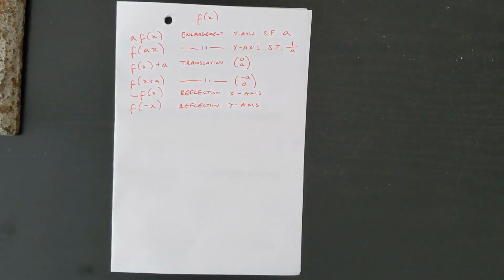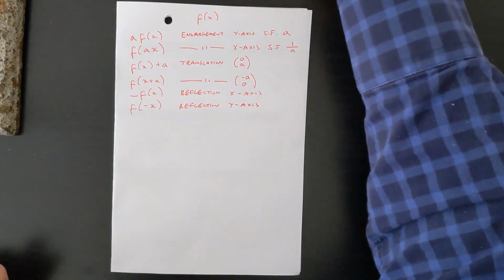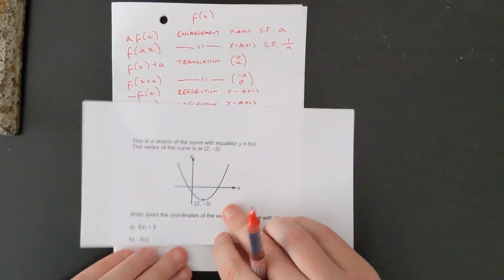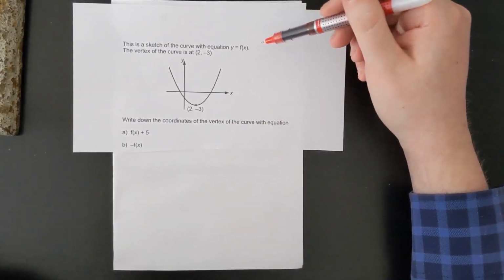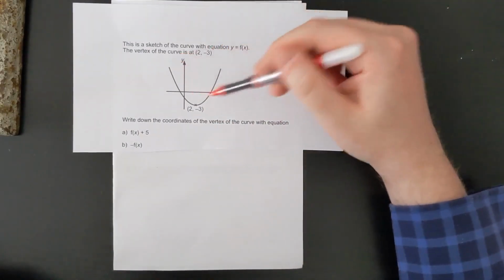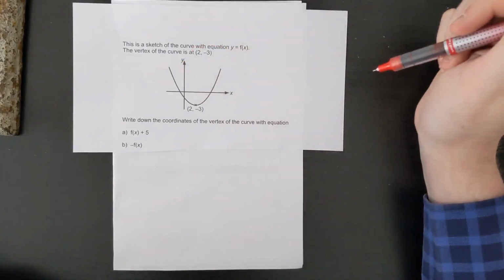So I can use this now to approach some of the questions in MathsWatch. The first question that seems to cause people issues is this one. A sketch of the curve of the equation y is f of x, the vertex of the curve, which means the minimum point here is at (2, -3).